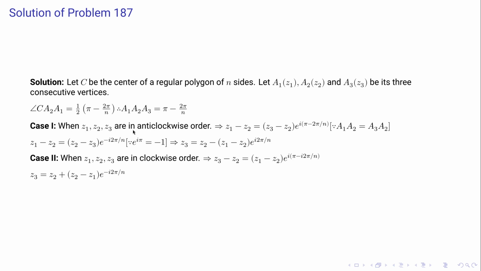Now when Z1, Z2, Z3 are in anti-clockwise order, this will give us Z1 minus Z2 is equal to (Z3 minus Z2) e to the power i(pi minus 2 pi by n), because A1A2 is equal to A3A2. So from this, we can reduce to get Z3, because e to the power i pi is minus 1. So we arrive at this result for Z3. And similarly, for the clockwise order, this relationship can be written as Z3 minus Z2 is equal to (Z1 minus Z2) e to the power i(pi minus 2 pi by n). Thus, you can find Z3.